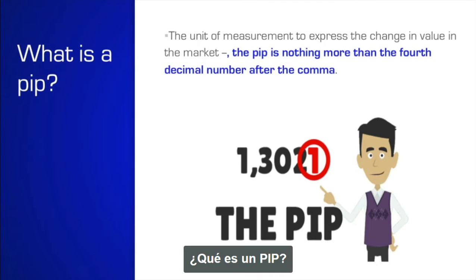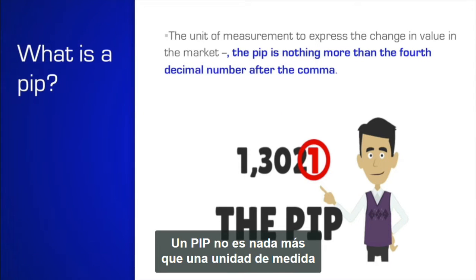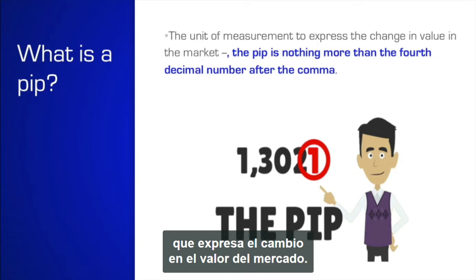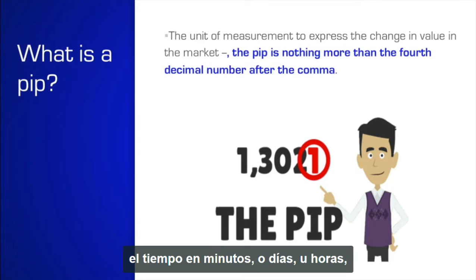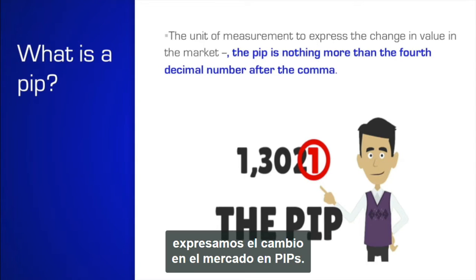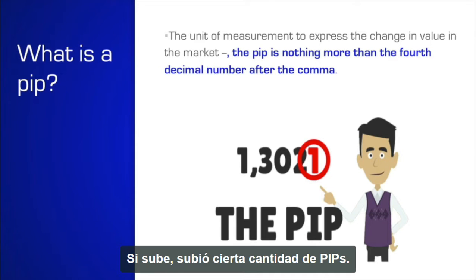So what is a pip? A pip is nothing more than a unit of measurement that expresses the change in the value of the market. In other words, in the same way that you express time in minutes or in days or in hours, we're expressing the change in the market in pips. If it goes up, it went up a certain amount of pips. If it goes down, it goes down a certain number of pips.